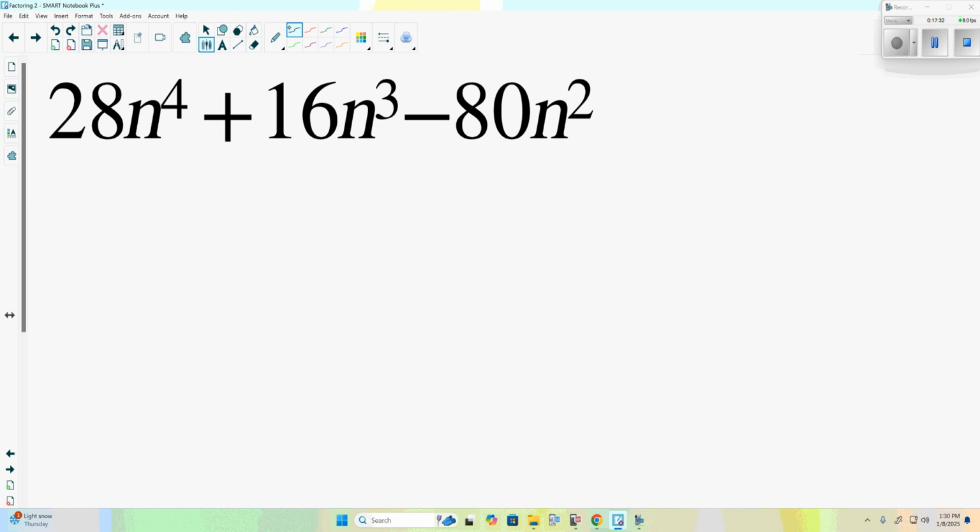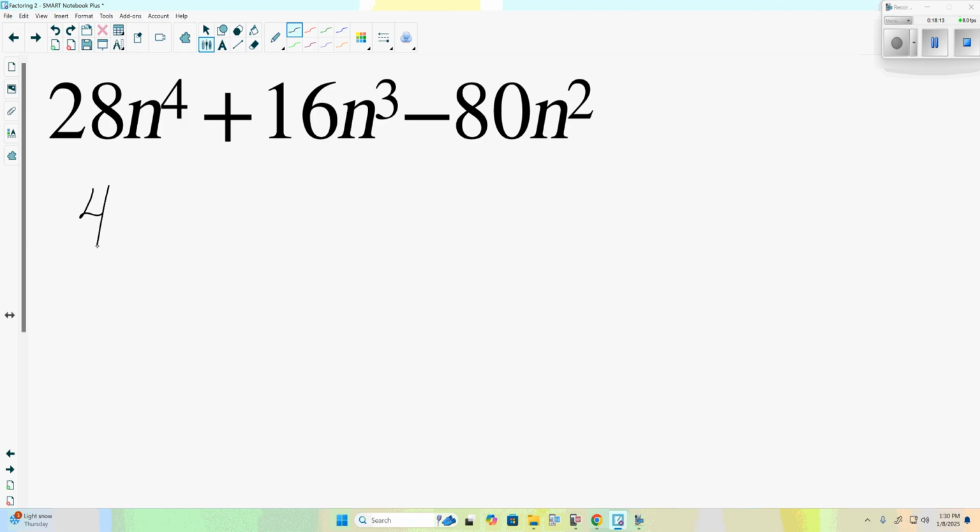We're going to look at this one here. Yes, sir. 28n to the fourth plus 16n cubed minus 80n squared. First thing we're looking for is the greatest common factor. Is there a greatest common factor between these three terms? 8 might be, I would say 8 for 16 and 80. But 8 does not go into 28. 4. 4 will definitely go into 28, 16, and 80. That is our greatest common factor with our numbers.